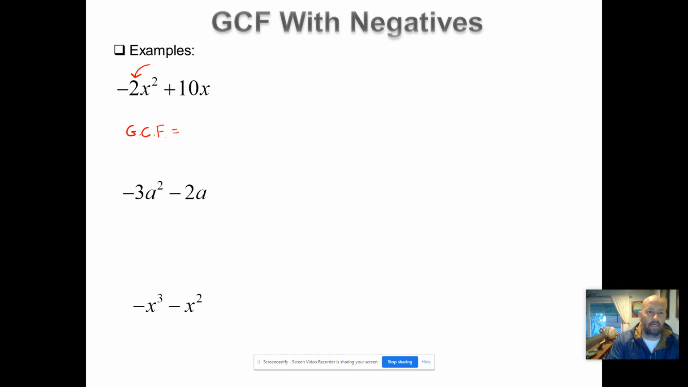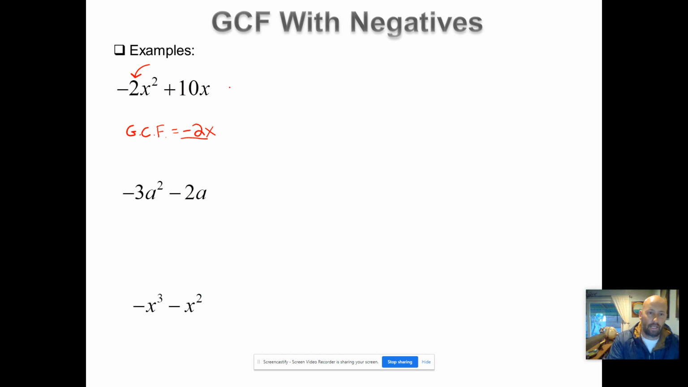Looking at the numbers, 2 and 10, they both share a 2 because 2 will go into 2 and 10. But because the leading coefficient is negative, we factor out that negative, so I'm going to factor out a -2. For the variables, this one has x squared, this one has x. There are 2 x's here and 1 x there, so I can take out 1 x from both. That's something common that they both share.